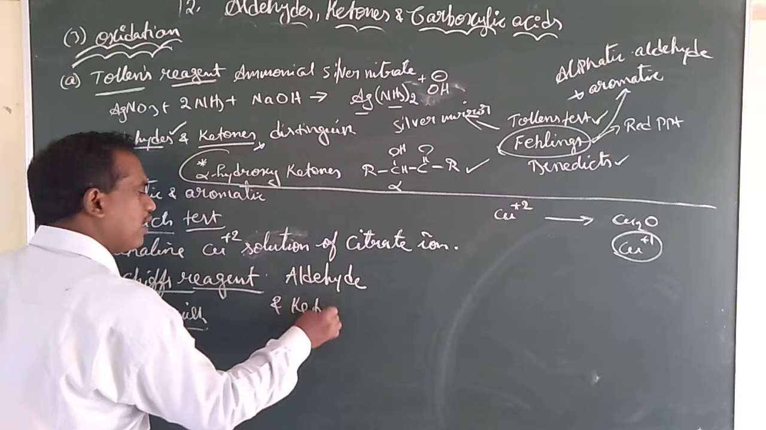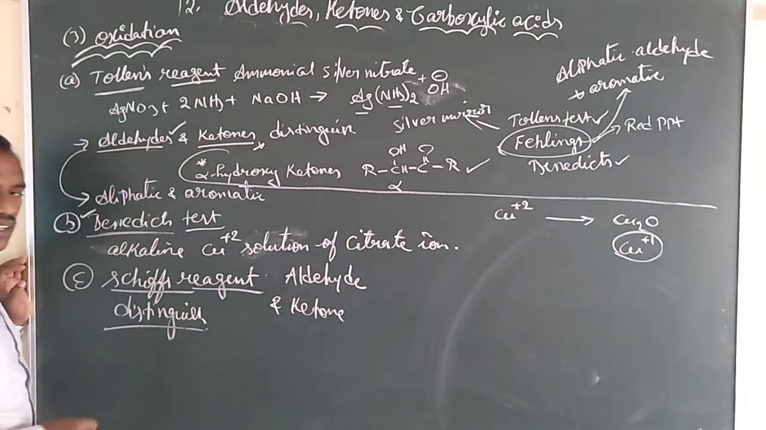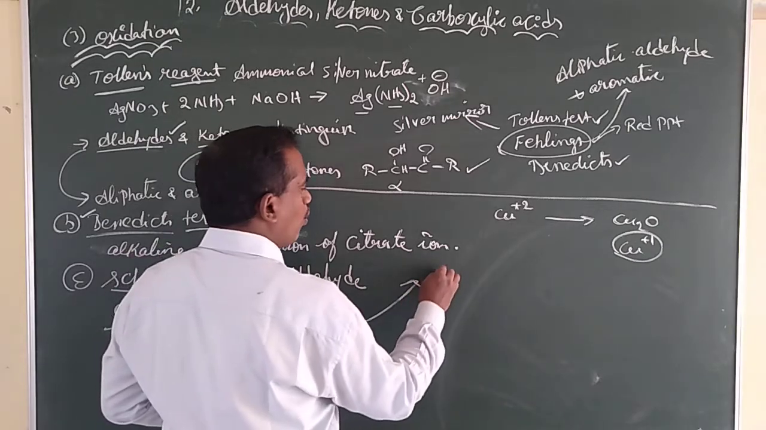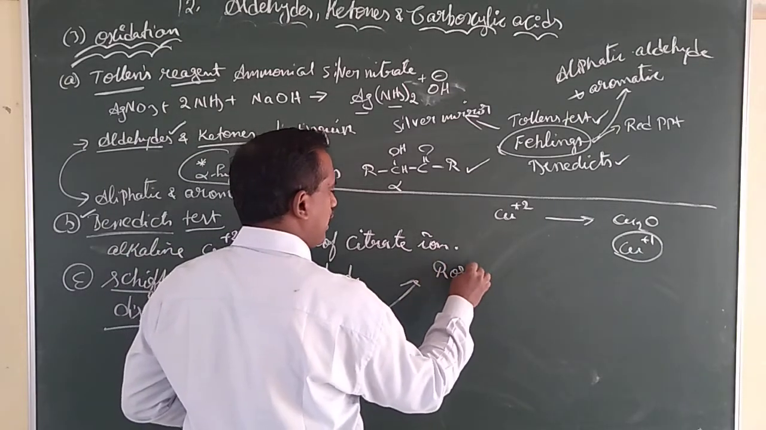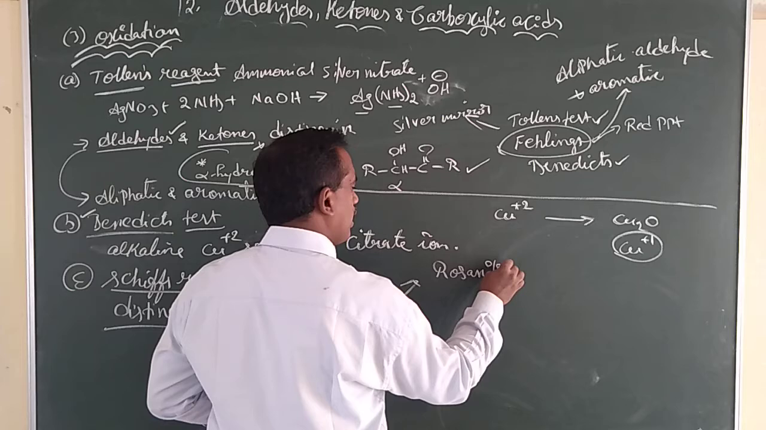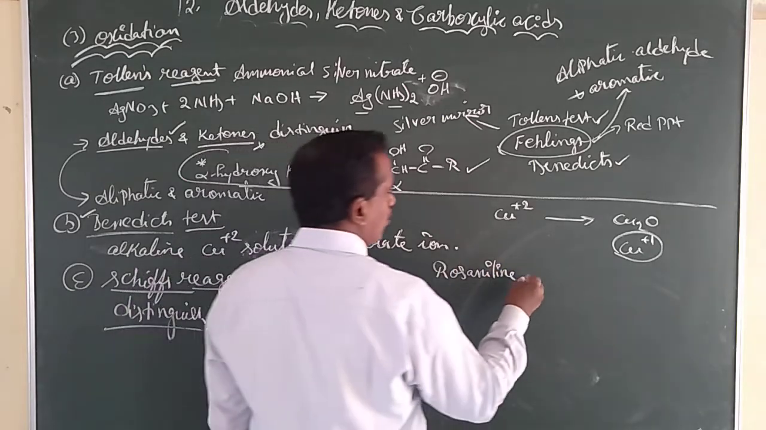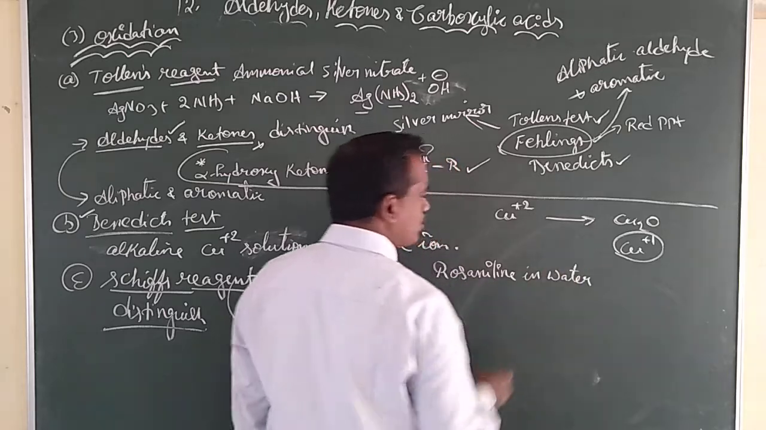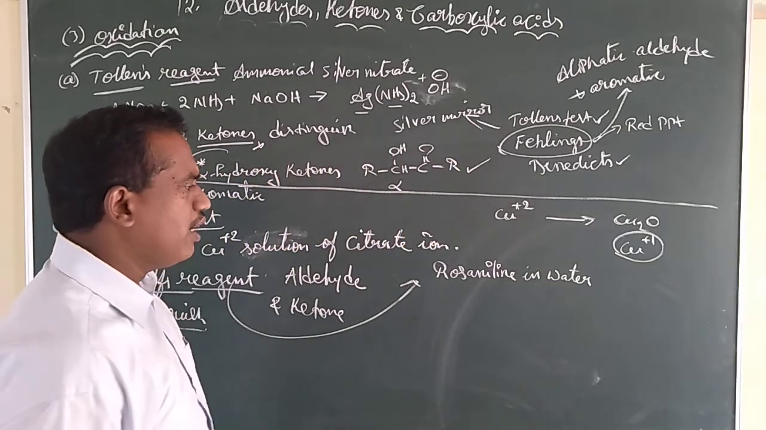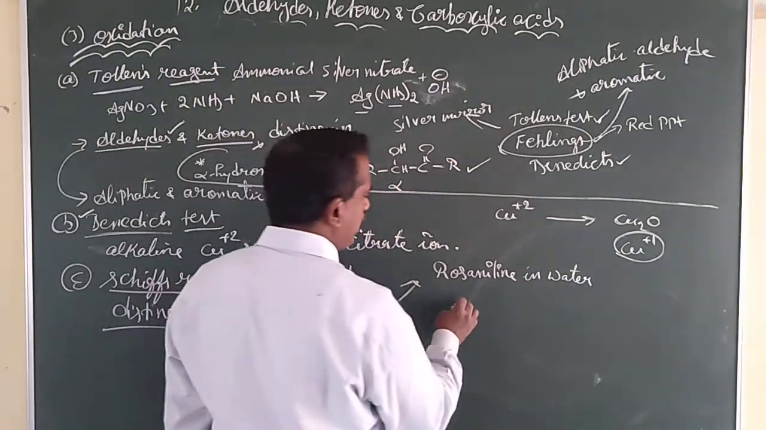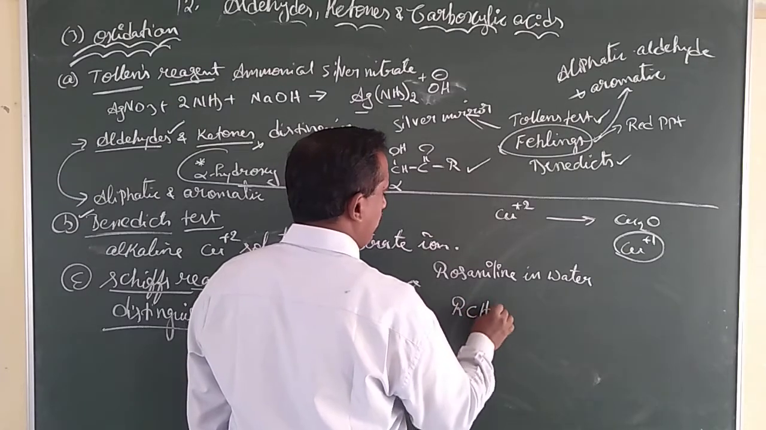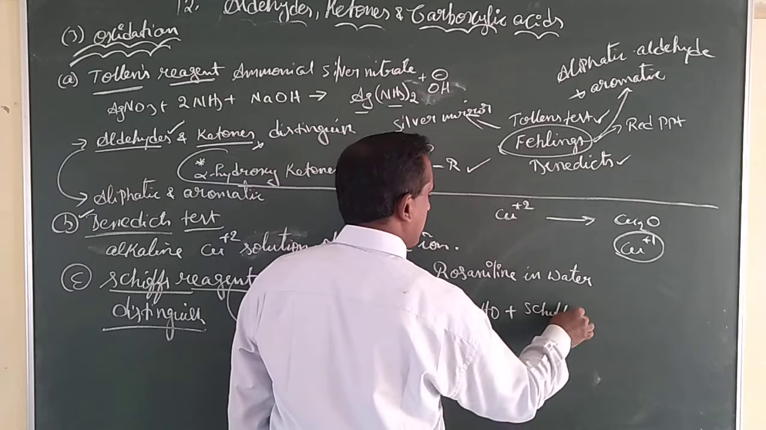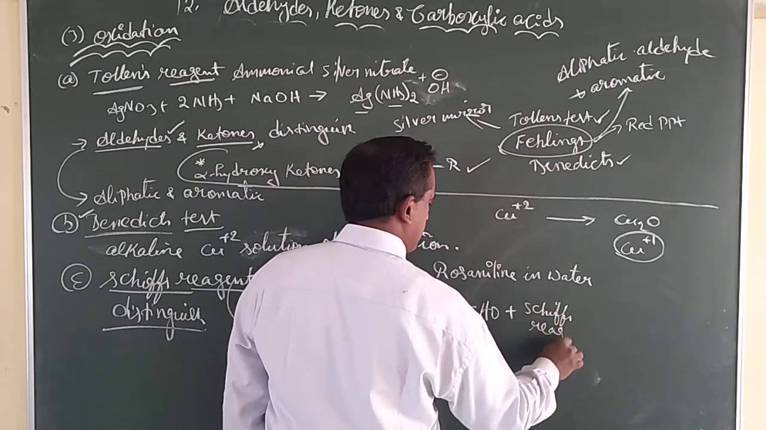And what is this Schiff's reagent? Schiff's reagent is rose aniline in water. Rose aniline solution in water. Generally, whenever we have any aldehyde, this Schiff's reagent is there, no? Schiff's reagent will be colorless.